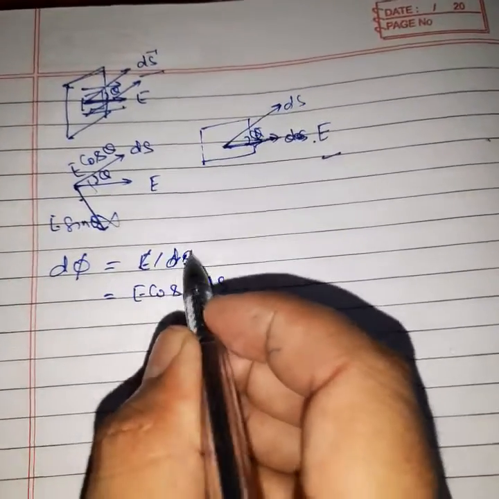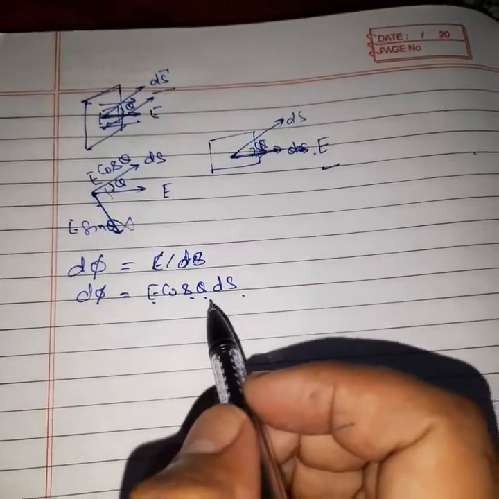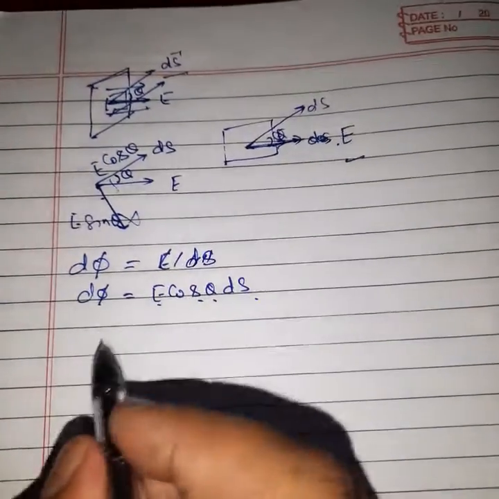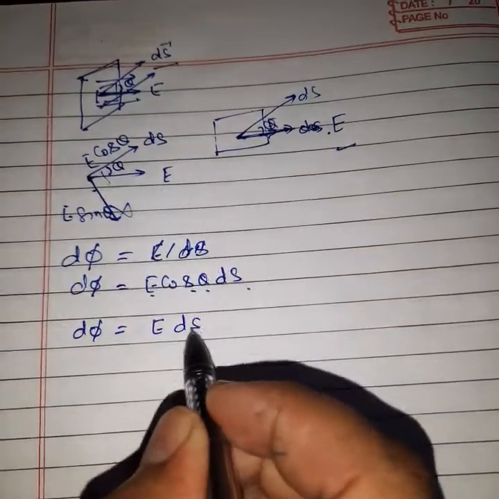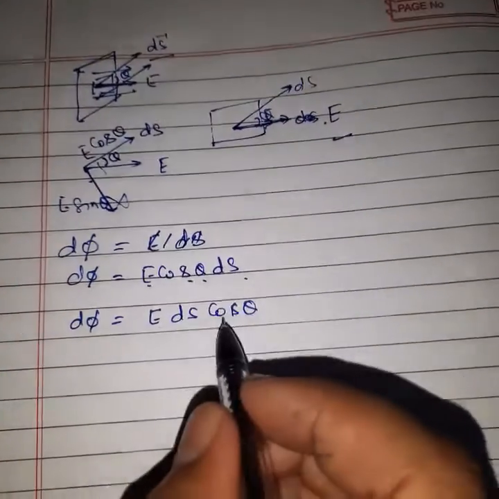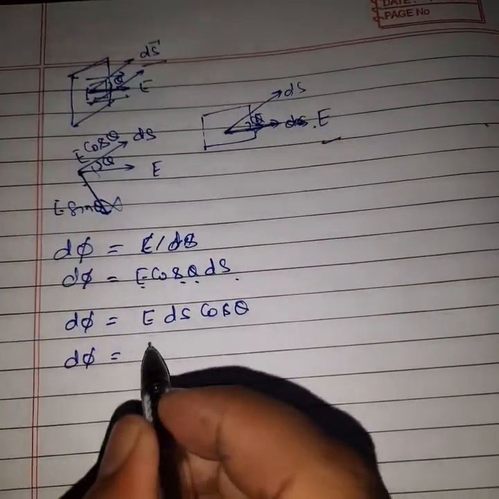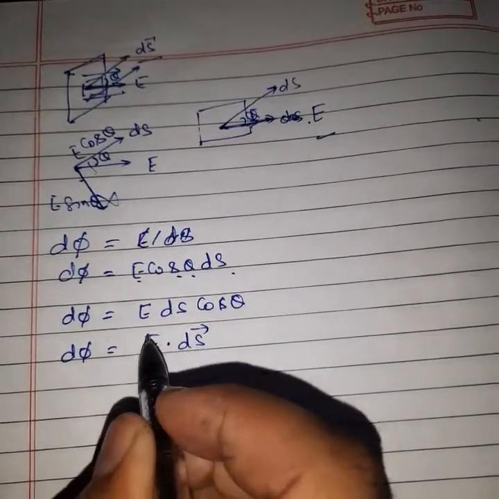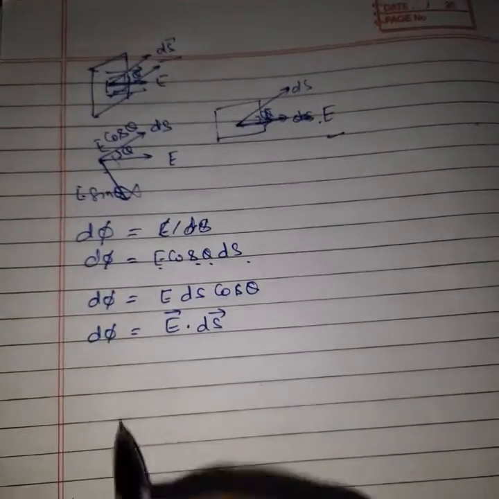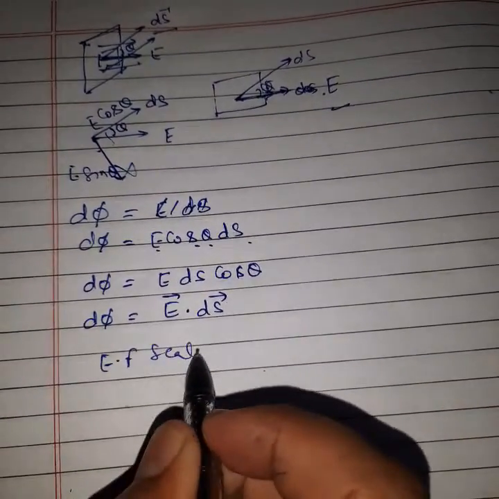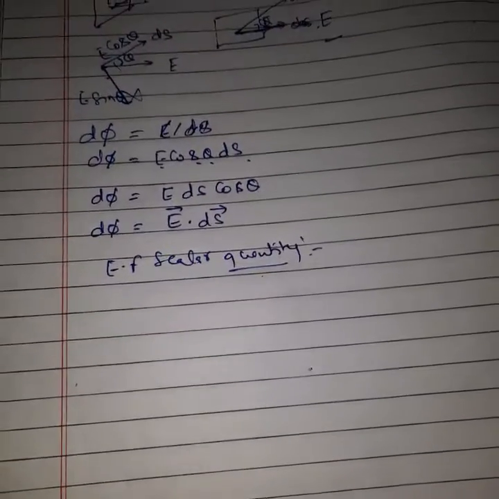So we will not write this one, so directly we will write dφ = E cos θ ds. Say yes or no. Any doubt to any student? Okay, next, dφ = E ds cos θ. The cos θ on the back side gives the direction, meaning a dot product, so we can say dφ = E · ds. This is the vector form of electric flux, and electric flux is a scalar quantity. Say yes or no, student. Any doubt now?